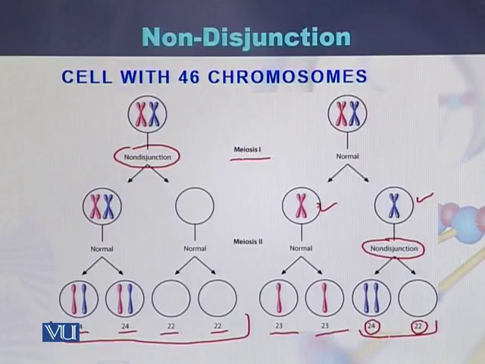So we can conclude that non-disjunction can be during meiosis 1 and it can be during meiosis 2. If it is during meiosis 1, then all the cells which will be produced will be abnormal. While in case of meiosis 2, because the chromosomes have been segregated properly during meiosis 1, if there is non-disjunction during meiosis 2, some of the cells will have a normal number of chromosomes, while some of the cells will have an abnormal number of chromosomes.